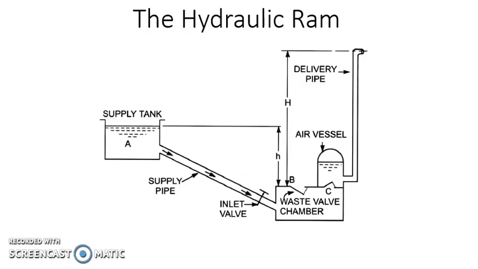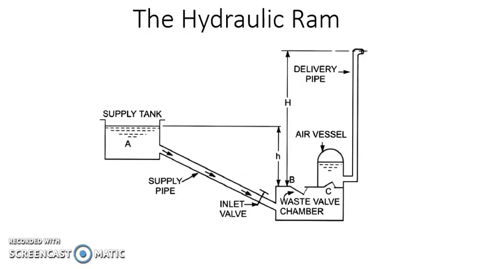As the water comes into the chamber from the supply tank, the level of water starts increasing in the chamber and the waste valve B starts moving upward. A stage comes when the waste valve B suddenly closes. Due to the sudden closure of the waste valve, high pressure is created inside the chamber and this high pressure force opens the delivery valve C. So the water from the chamber now enters the air vessel and compresses the air inside it. This compressed air exerts force on the water in the air vessel and hence a small quantity of water is raised to a greater height, as shown in this figure.